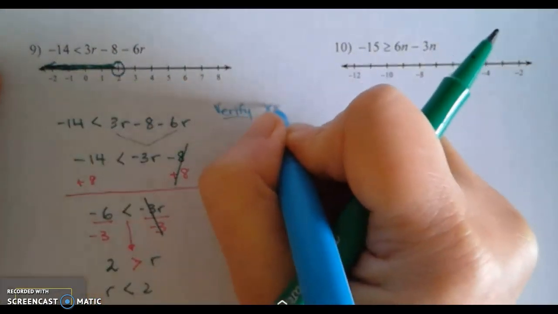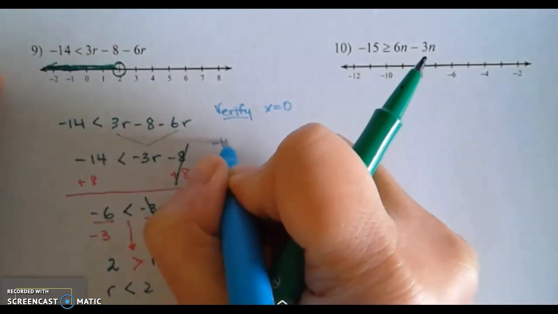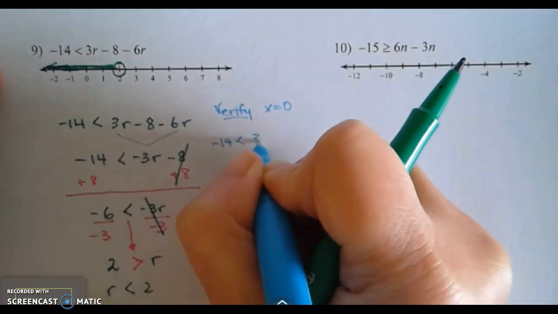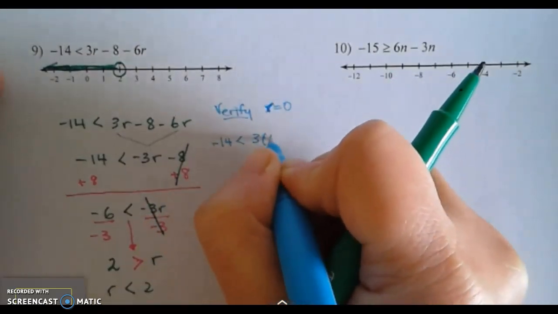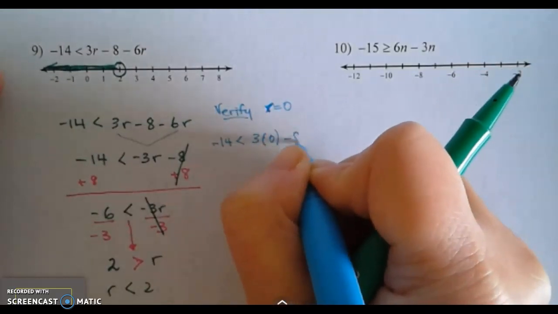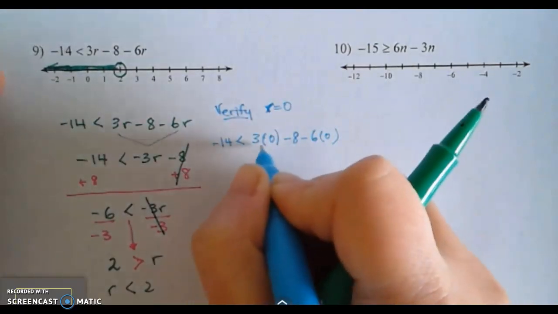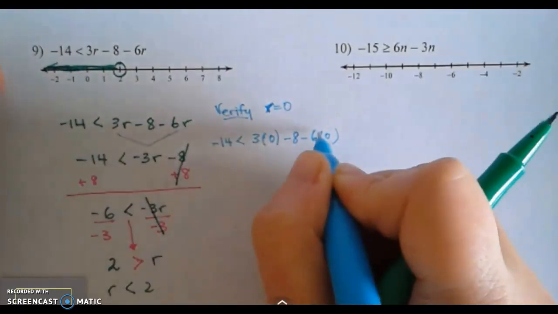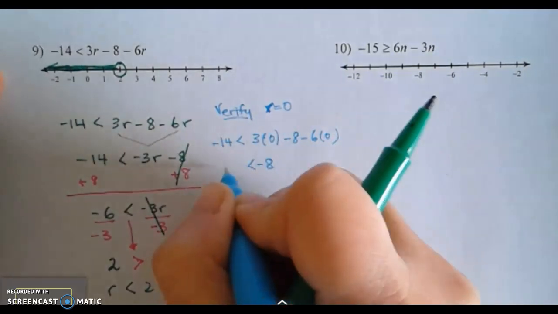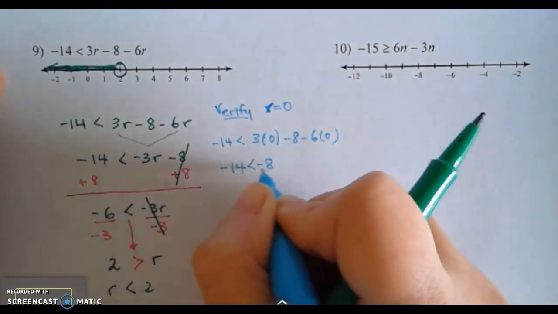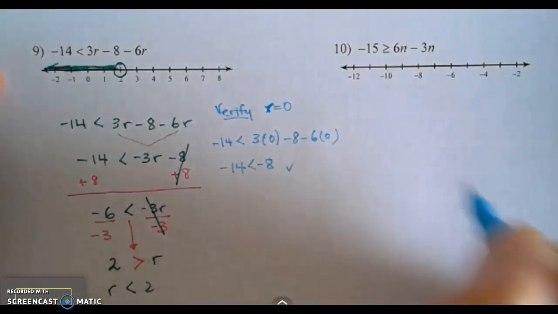So we can use x is equal to 0 in the original inequality, negative 14 less than 3 times, oops, that should be r, not x. 3 times r is 0, minus 8 minus 6 times 0. And the right hand side, this becomes 0, this becomes 0, you're just left with negative 8. And is that true? Is negative 8 bigger than negative 14? Yes. So we know that that is true.